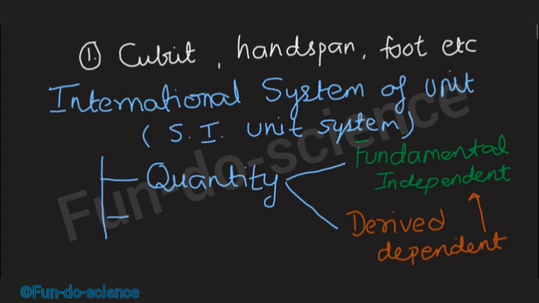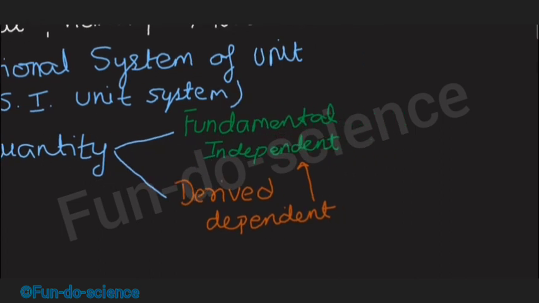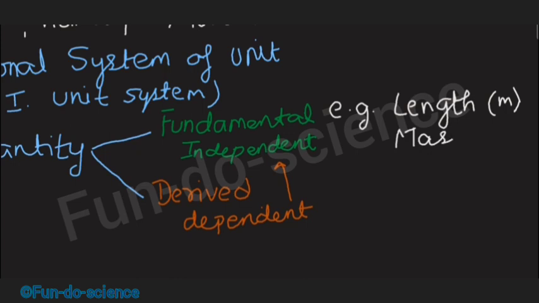Let us move further and go in detail of fundamental quantities. Fundamental quantities are independent quantities. For example, there are 7 kinds of fundamental quantities. First I have taken length, which is measured in meter. Second is mass, which is measured in kg. Then time, which is a very important quantity and it is measured in seconds.